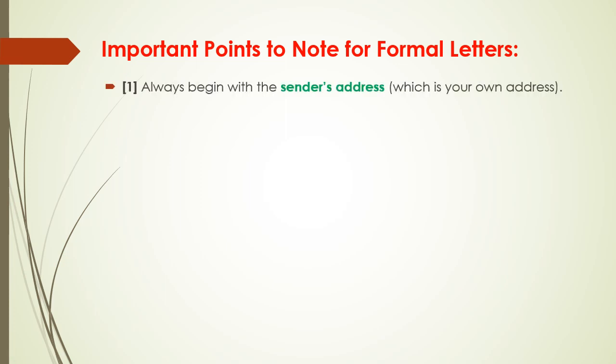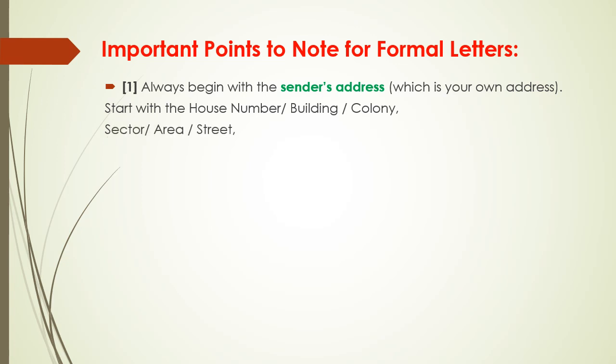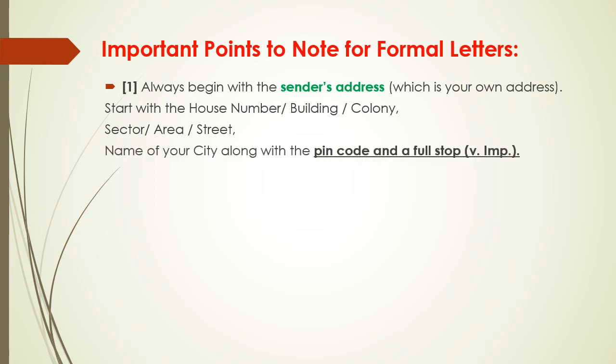You always begin the formal letter with the sender's address, which is your own address. You start with the house number or building or colony with a comma, sector or area or street again with a comma, name of the city along with the pin code. Pin code here is compulsory and a full stop after the pin code. Leave a line.